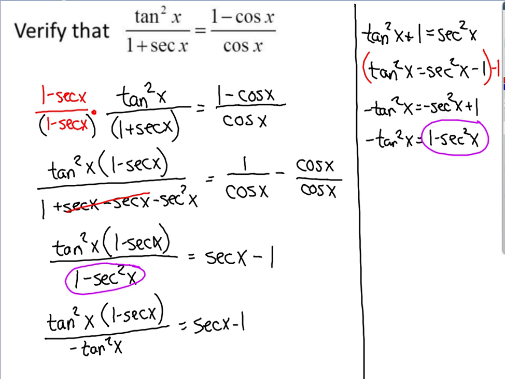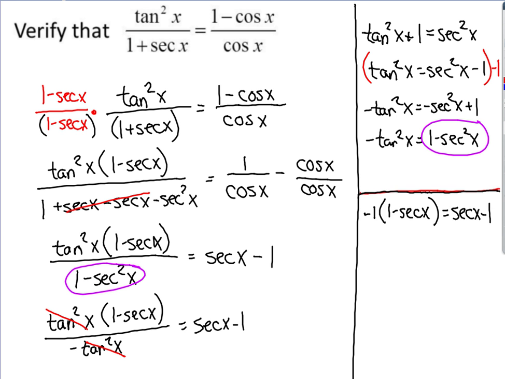Now we have a tangent squared on top and we have a tangent squared on bottom. So these are going to cancel. We are left with that negative 1. So when we cancel this tangent over here, you are left with this negative 1. So we can bring that negative 1 out front over here.